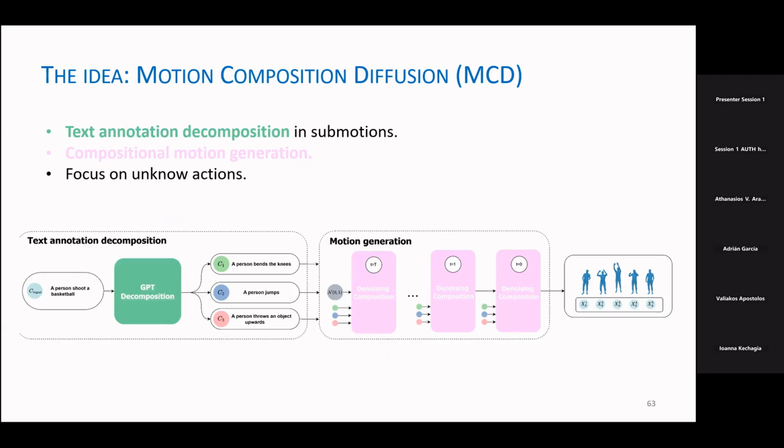And so this is our model that we call motion composition diffusion, and you can see these different components: the decomposition of the complex action, the generation of individual actions, and then their composition, and then the application that focuses specifically on unknown actions. So our system is designed to work with unknown sequences.